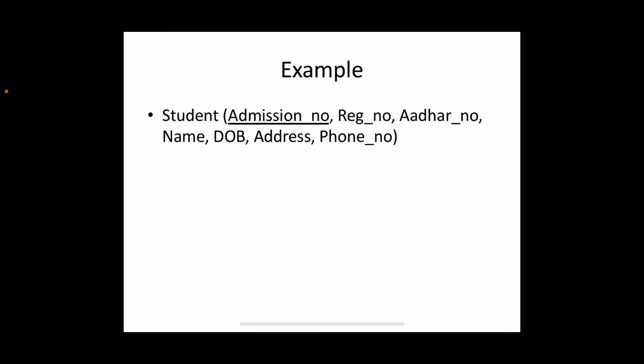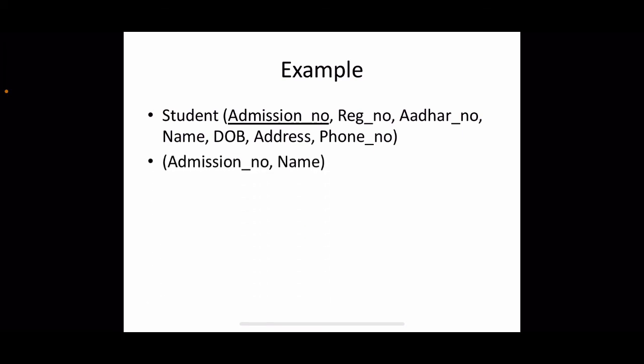One of them can be assigned randomly as the primary key. So let us take the admission number as the primary key here. Admission number is the primary key, whereas register number and Aadhaar number are both secondary keys. Any attribute which is a member of any of the candidate keys is called a prime attribute. So in this case, admission number, register number, Aadhaar number, all three are prime attributes, whereas the others, name, date of birth, address, etc. are non-prime attributes.